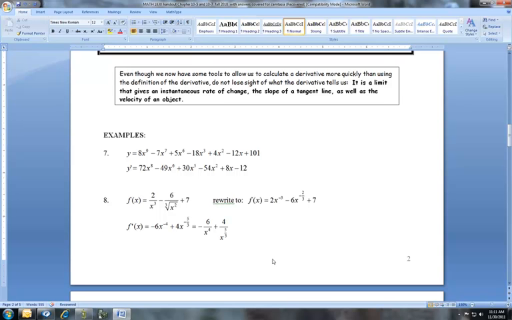I haven't finished section 10.5 yet. This is just getting your feet wet with finding derivatives using the shortcuts.